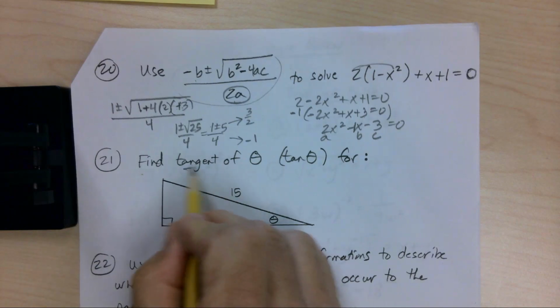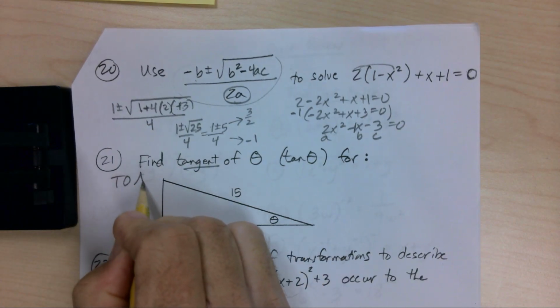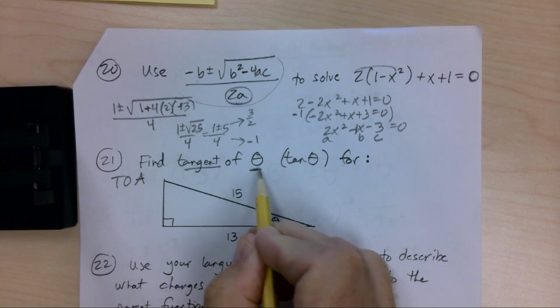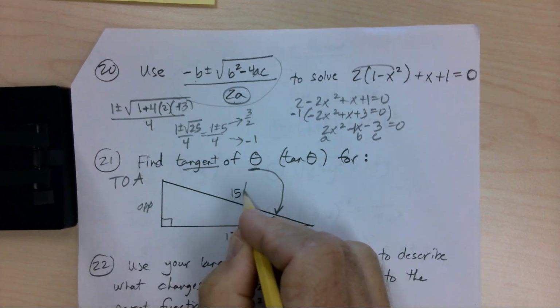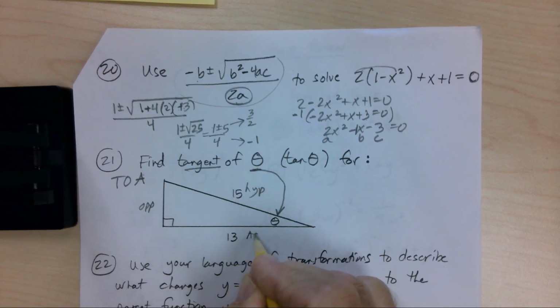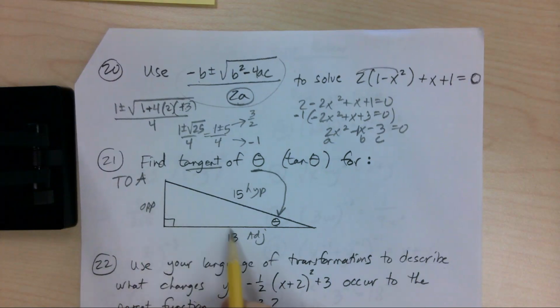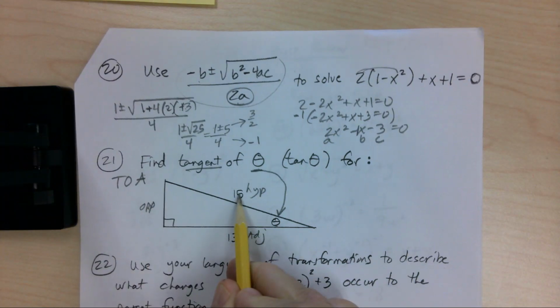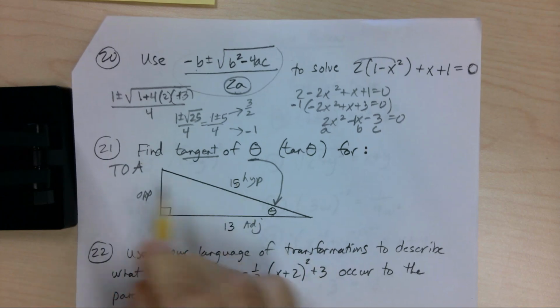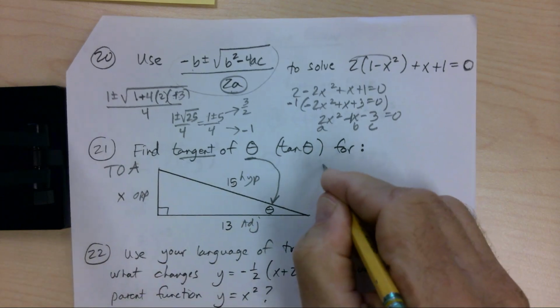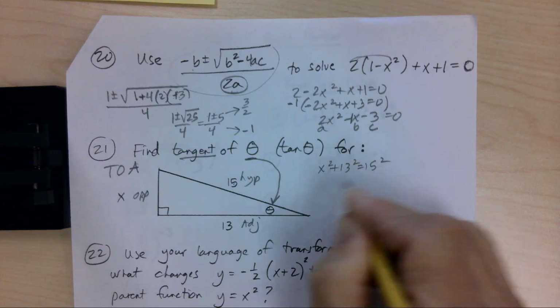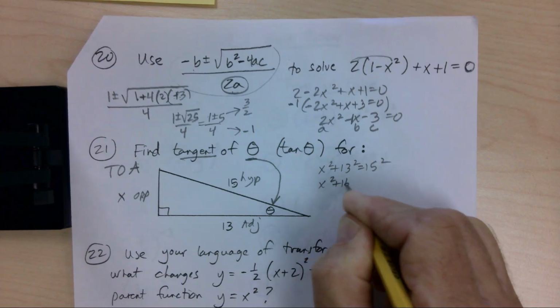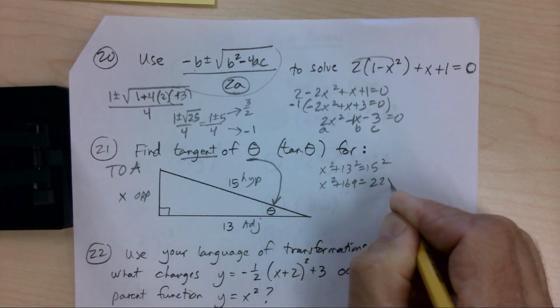Find the tangent, remember, TOA of theta, which is right here. So let's go over here. There's the opposite, there's the hypotenuse, that makes this the adjacent. Now if there was a 13, 15 family out there, we'd be happy, but there isn't. So we're going to call that x. So a squared plus b squared equals c squared. X squared plus 169 equals 225.